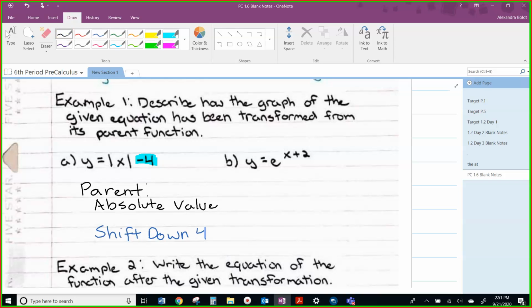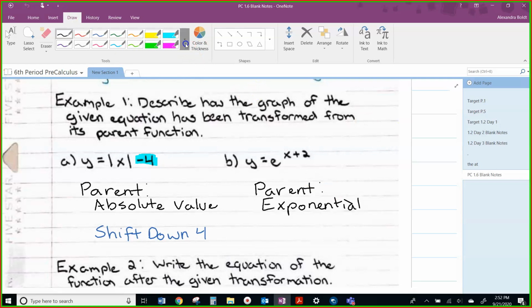Same idea with our B here. y equals e to the x plus 2. Well, then we want to know what our parent function is. e is just a number. It's kind of like pi, but e is its own number. It's 2.7 something. So this is e to the x plus 2. My x is in my exponent. When your variable is in your exponent, it's called an exponential function. So this is our exponential.